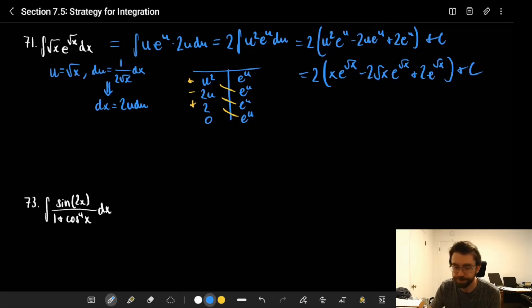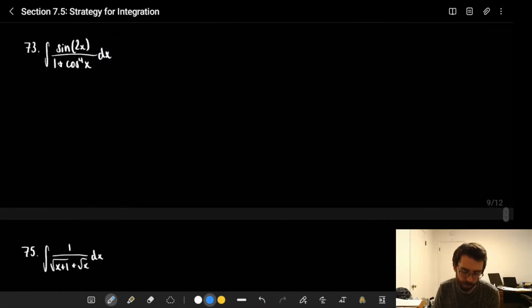73 looks not fun. Cosine to the 4th, huh? You're going to hit me with one of those. If it was 1 minus cosine to the 4th, I'd try to split it apart as difference of squares and then do some trig identities. We have a sine of 2x. That's 2 sine x cosine x. That's a trig identity. Let's see how that helps us, though.